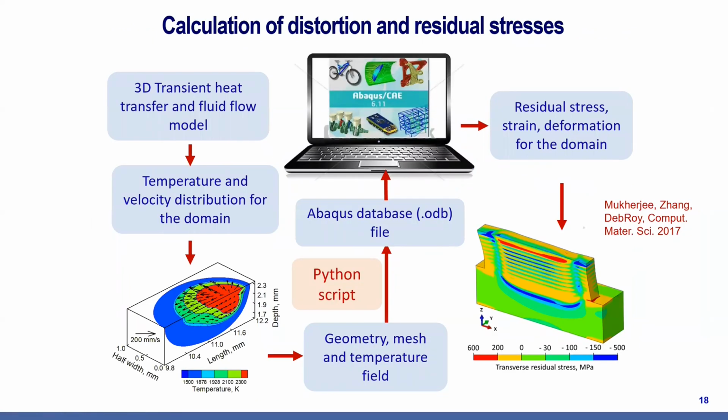Another very important problem is residual stress and distortion. What we do here is take our three-dimensional transient heat transfer and fluid flow model, and we calculate the temperature field for the entire domain and the velocity distribution in the fusion zone. We export the geometry, mesh, and the temperature field via a Python script to an Abaqus database, and we get residual stress, strain, and the deformation of the domain. This is a standard program with a high technology readiness level that gives us some confidence about the computed values of residual stress and distortion.